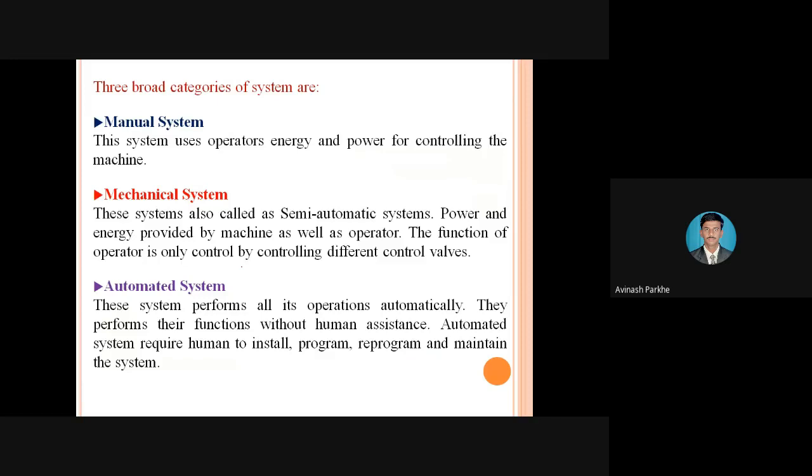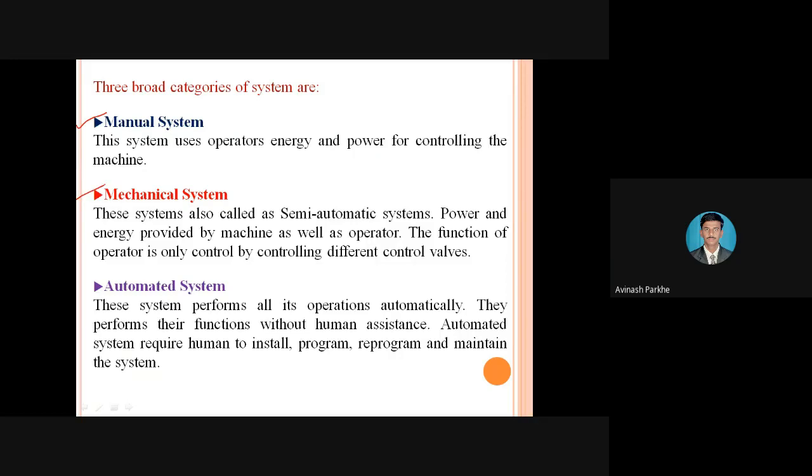Okay. Now that man-machine system is further divided into three types. The first type is the manual system. That means fully manually operated. Whatever machines we are operating, that machine is fully manually operated. Then the mechanical system. This system is called a semi-automatic system.